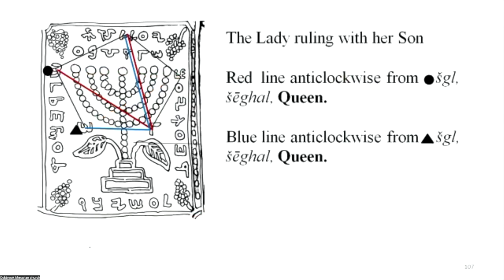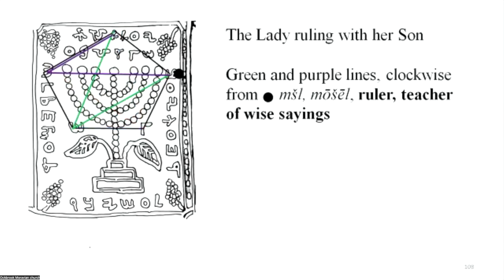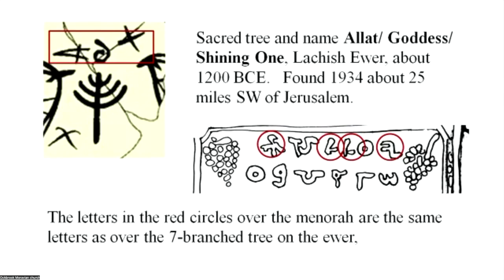More things that come out of this pentagon. The lady rules with her son, and then the red line again is the word for queen, and the blue line anti-clockwise again is the queen. But look what happens. The green and purple lines here both say the ruler or the teacher of wise sayings, the Moshe. So she and her son are inextricably bound together. There's a lot more of this when we look at the patterns that represent Jerusalem. Now, let's come on to something else.